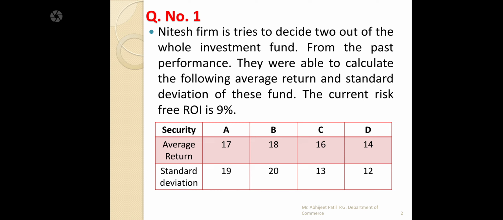The securities given are A, B, C, D, and their standard deviations are given. And they ask the question which kind of securities Nitesh should consider. Here they do not mention which method we can apply. So, based upon the given information, you should calculate the performance of the stocks, and find out which method is useful.